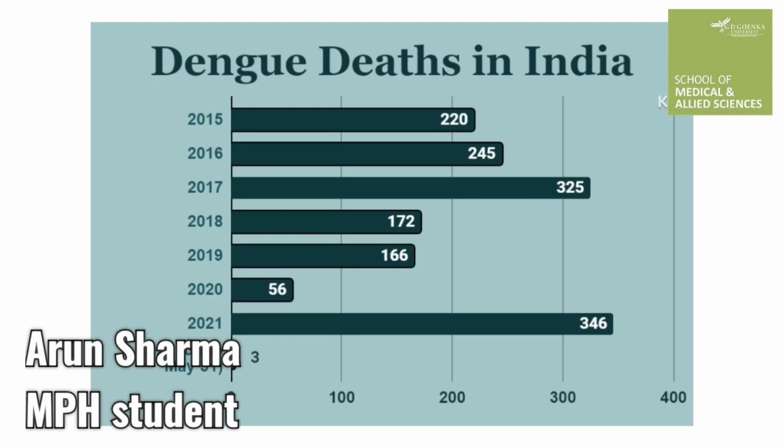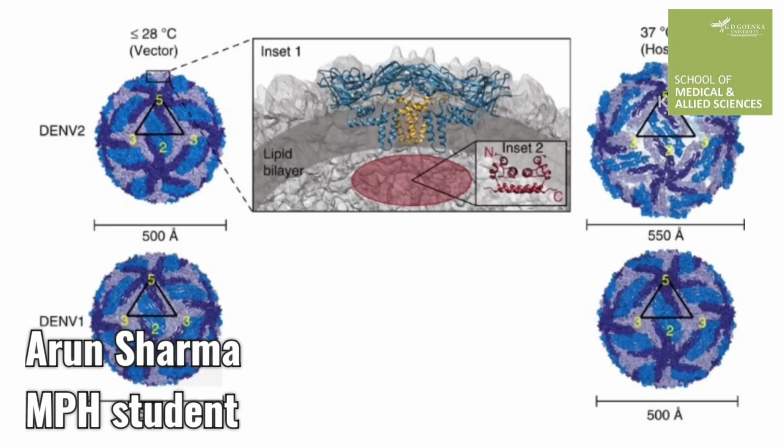So, the dengue virus has four distinct serotypes, and infection with one serotype provides lifelong immunity to that specific serotype. However, subsequent infections with different serotypes increase the risk of developing severe forms of the disease.